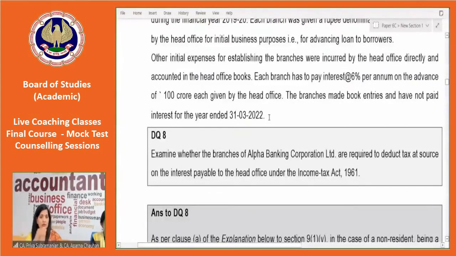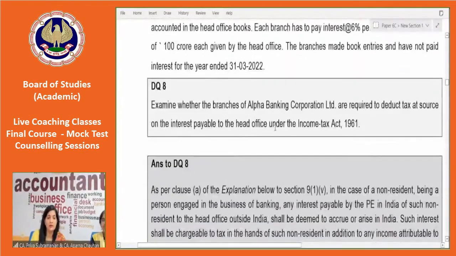So what is the question relating to these facts? The descriptive question asked based on these facts is that you have to examine whether the branches of Alpha Banking Corporation Limited are required to deduct tax at source on the interest payable to the head office under the Income Tax Act. You have to answer accordingly. It has 4 branches. The residential status of the branches is also non-resident in India. And this non-resident entity is engaged in the business of banking.